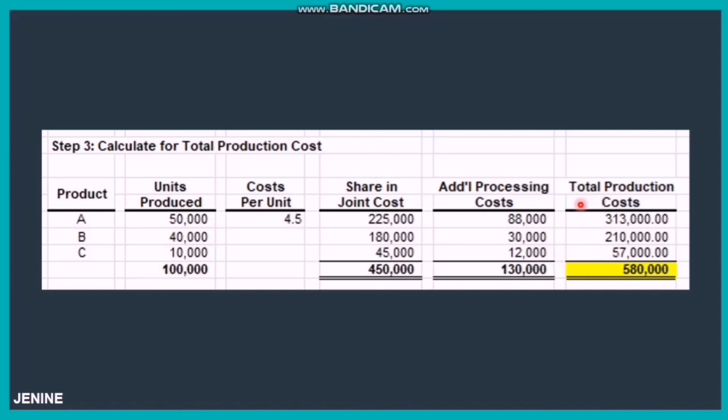So to get the total production cost of all products, just add all of the total production cost of each product. 313,000 plus 210,000 plus 57,000 is equal to 580,000 pesos.